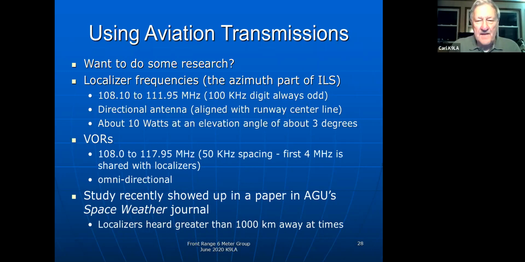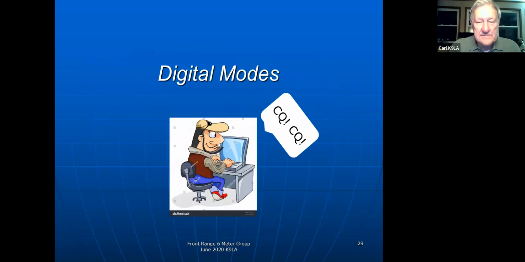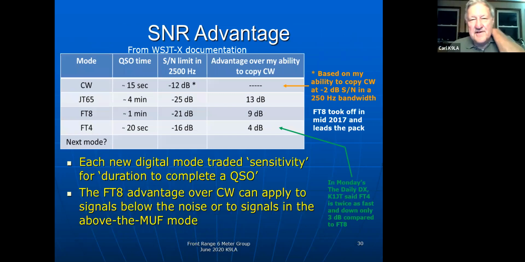The digital modes offer a signal to noise ratio advantage. From the WSJT documentation, I put together that chart, and it shows the sensitivity and the QSO times of the various modes.